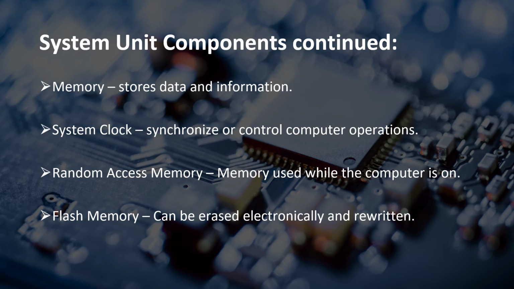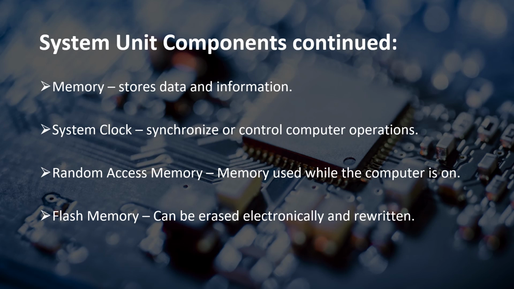Some more system unit components. You have memory. Memory is used to store data and information in the system unit, which can be held for a number of years. The system clock synchronizes or controls the computer operations, which is why you are always going to see the time on the computer.